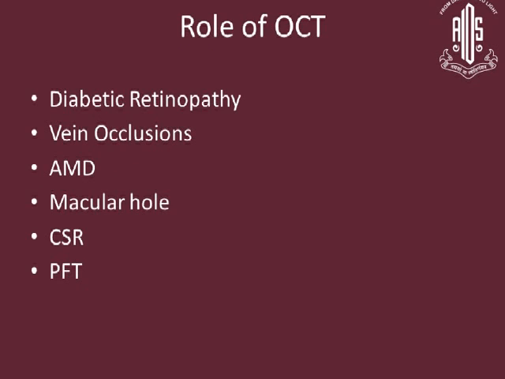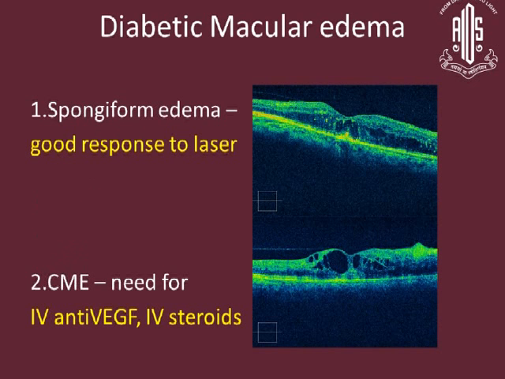So what is the role of OCT in diabetic retinopathy, vein occlusion, AMD, macular hole, CSR, and PVD, to mention a few common diseases. In diabetic macular edema, the first sign of the edema is an increase in thickening and lessening of the reflectivity, and then due to the fluid accumulation, it has a spongiform appearance called spongiform edema, and when we see this, we know it's going to respond well to conventional laser management.